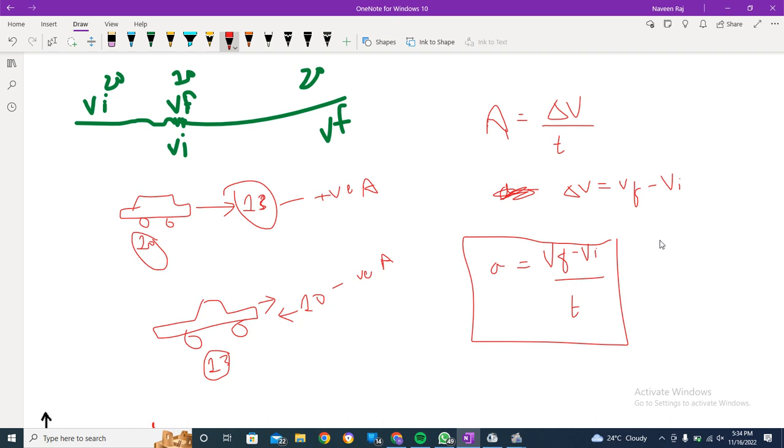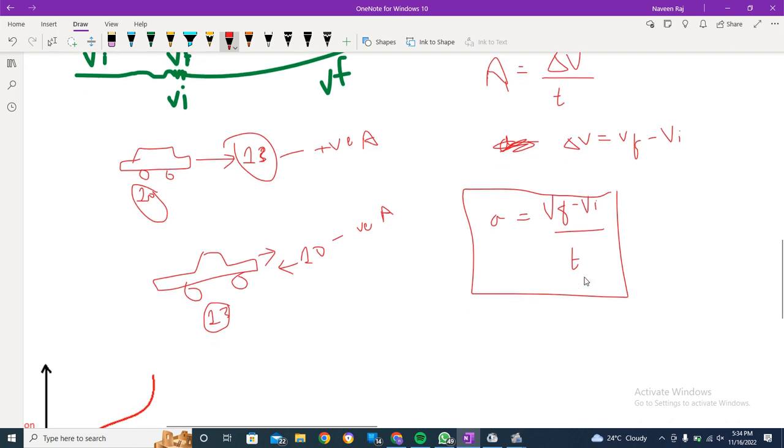This is the formula. And if we talk furthermore about the units, the velocity unit is meter per second. Acceleration is equal to meter per second square. Now why did the square come? Do you have any guess?